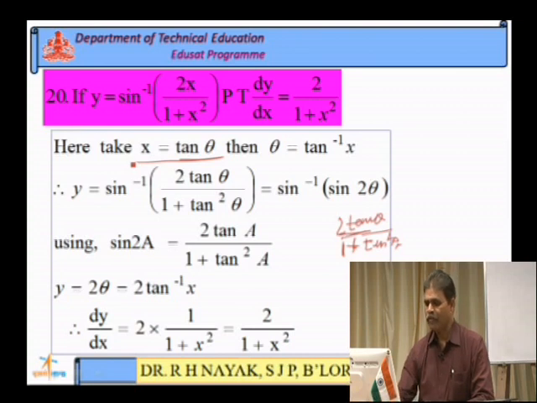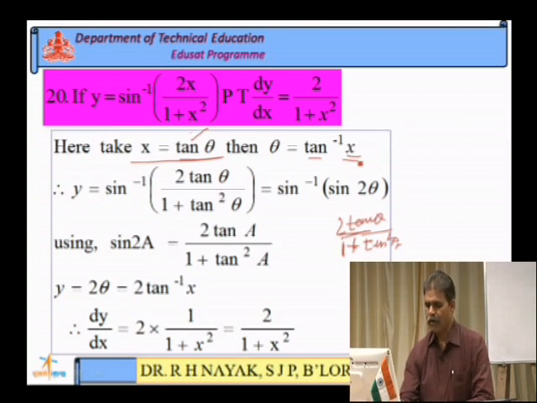If I take x is equal to tan theta, then finally I need theta, therefore it is to be taken in terms of theta. When x is equal to tan theta, then theta becomes what? It is tan inverse x. It will be required at the end. Okay, I am just substituting x is equal to tan theta.